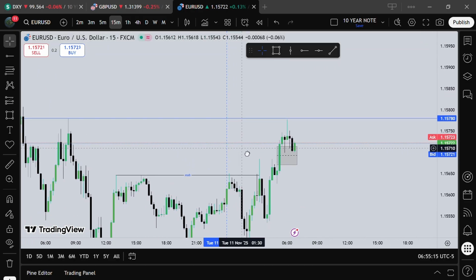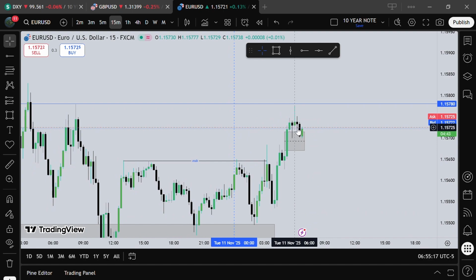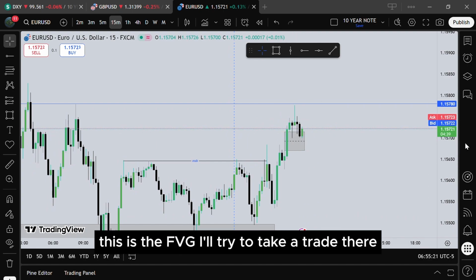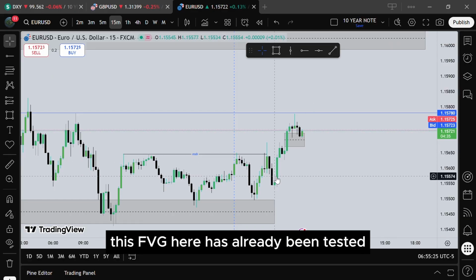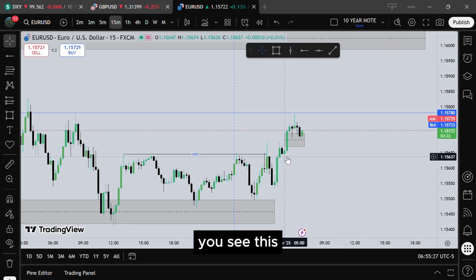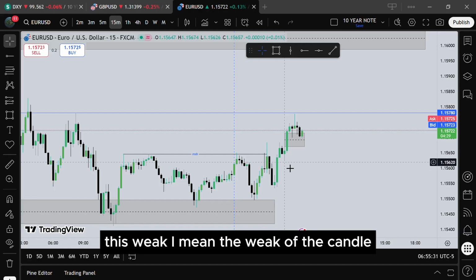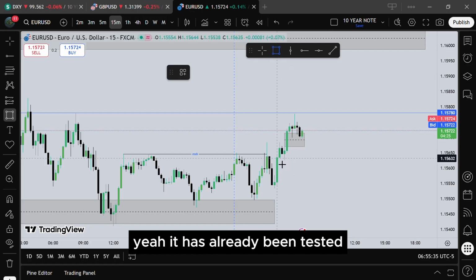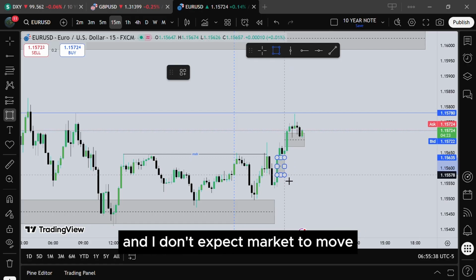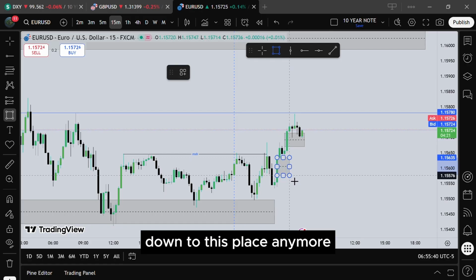So this is the fair value gap. I'll try to take a trade here. There's nothing to look for anymore. This fair value gap here has already been tested. You see, this week, I mean the week of the candle here, it has already been tested, and I don't expect the market to move down to this place anymore.